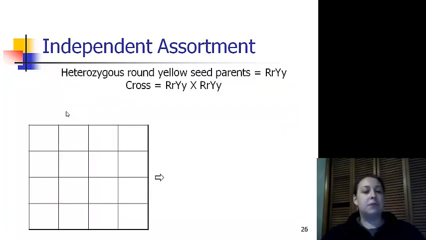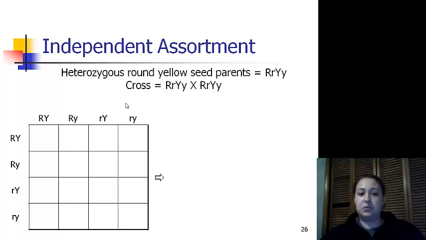Now I'm going to have you do one. We've got heterozygous crossed with heterozygous. So we're going to take one of these and put them along the side, and one of these and put them along the top. And we're going to use that FOIL method. First, outer, inner, last. So I'm going to give you a second to see how you do. So go ahead and pause and complete your Punnett square.